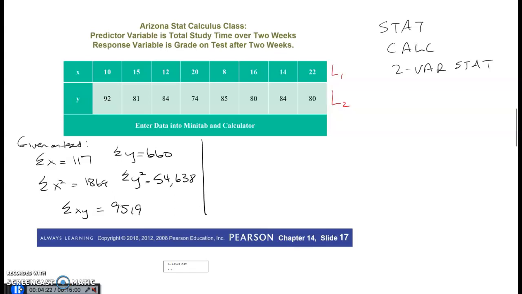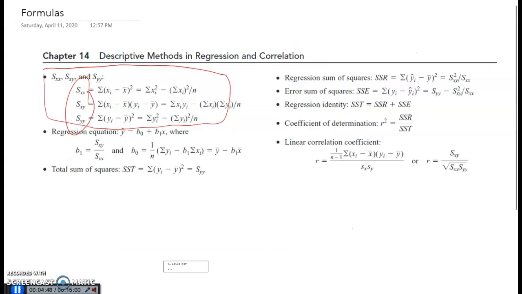From there, what you're going to be asked to do is find Sxx, Sxy, and Syy. And we can do that right now. So go to your formula sheet, and I'll do Sxx with you. Then you can try Sxy and Syy on your own. So for Sxx, take a look. Don't worry about this first part. That's using each individual data value. You don't want to do that. You want to use the summation. So we need summation of xi squared minus the summation of xi, the whole thing squared, over n.